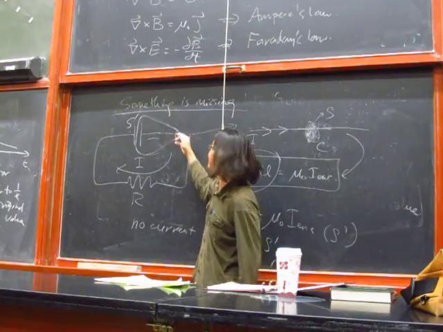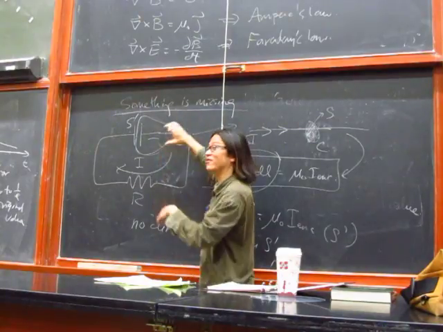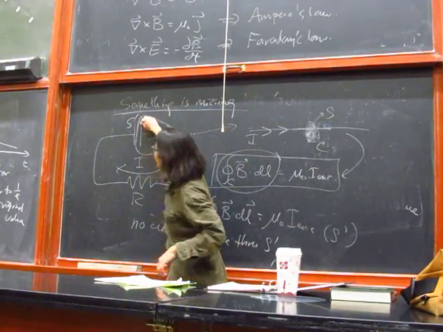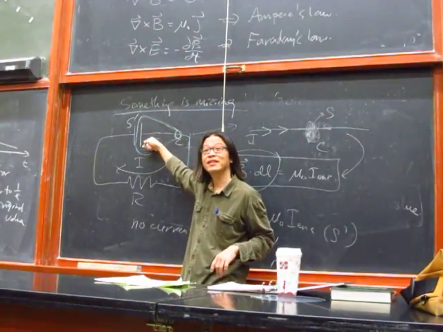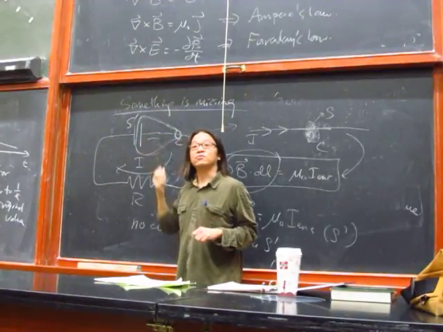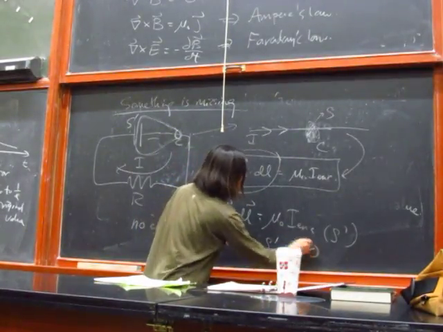Think of this as a kind of container or a bag that can envelop one half of the capacitor plate. In that case, there is no current piercing through the surface, so this is equal to 0.